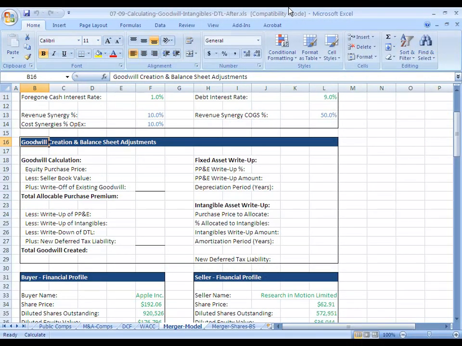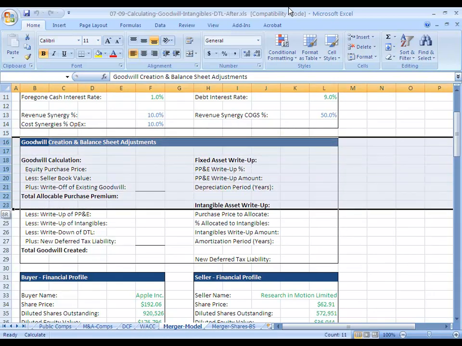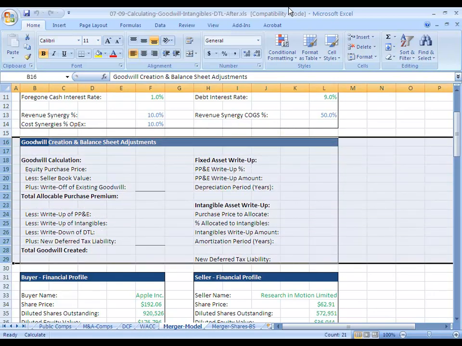In this video, we're going to get into the next step of combining Apple's balance sheet with Research in Motion's balance sheet, which is to do the calculation for goodwill, and then look at some of the other balance sheet adjustments that will be necessary when we combine the balance sheets of the companies.